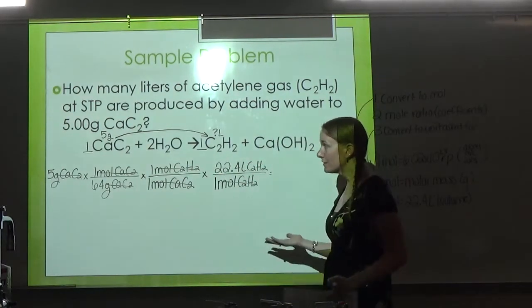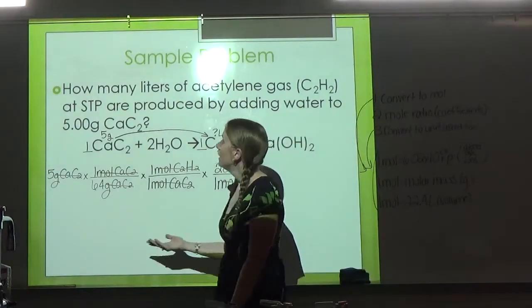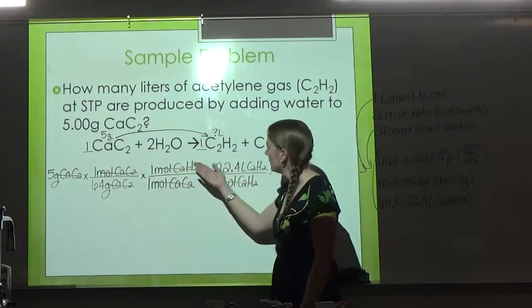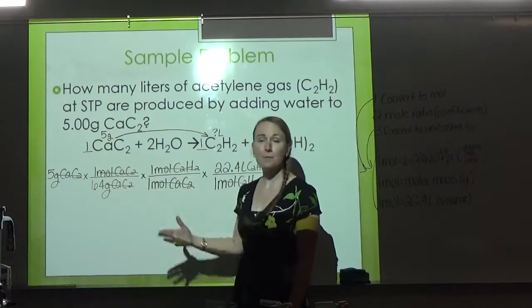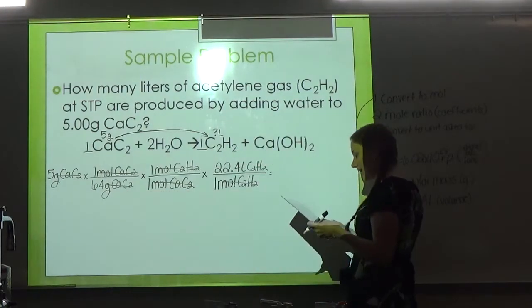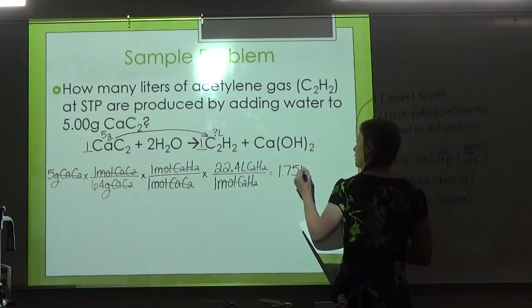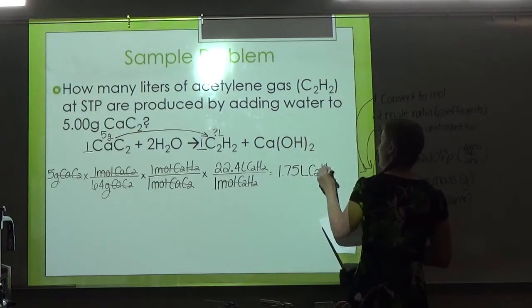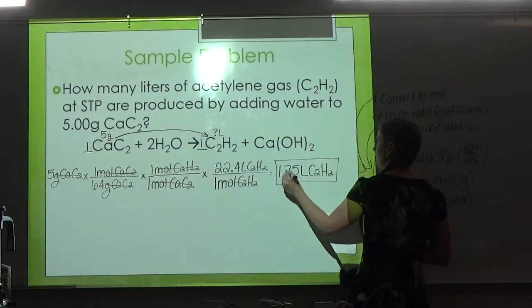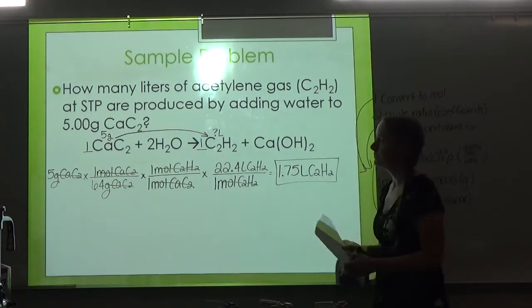And so then to solve these, just like we've been doing all year, you multiply the top, so 5 times 22.4, and divide by the bottom, so divided by 64. And when I did that, I got 1.75. My unit is liters. My substance is C2H2. So again, don't forget, number, unit, substance.